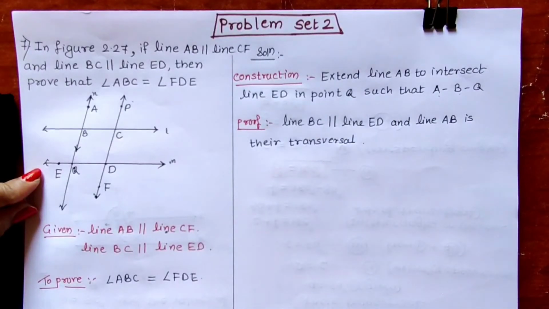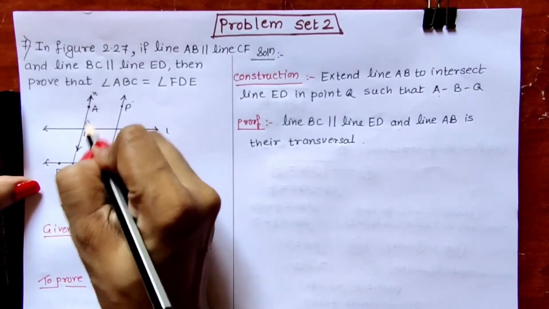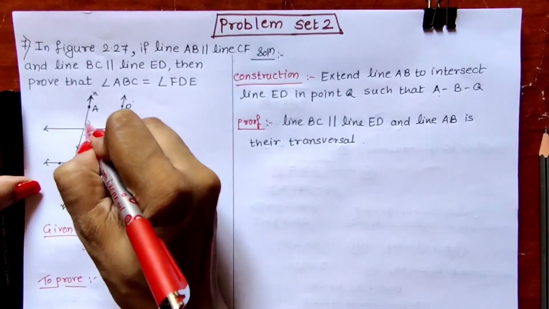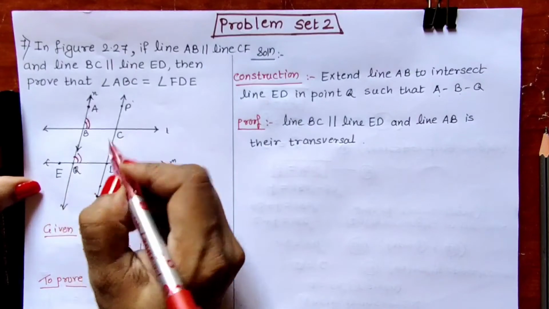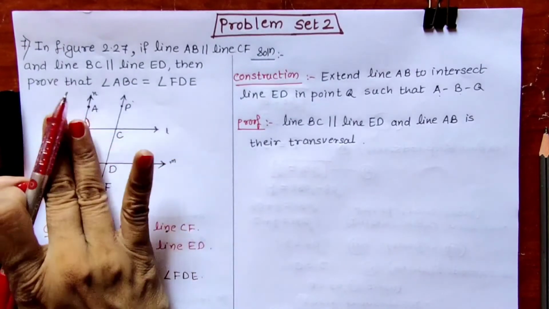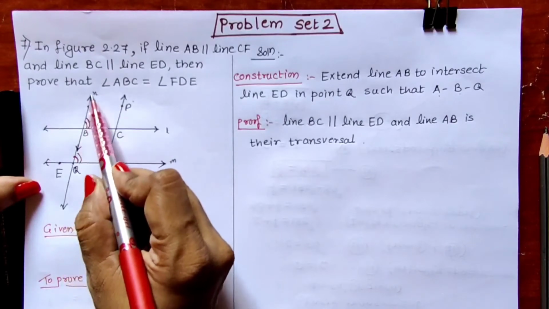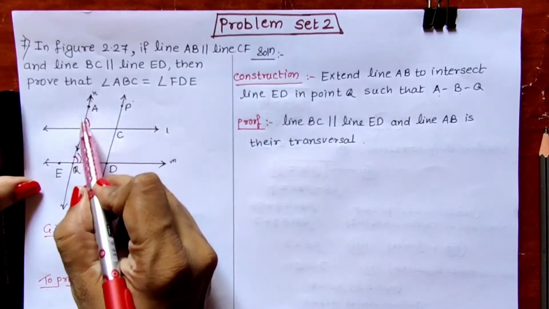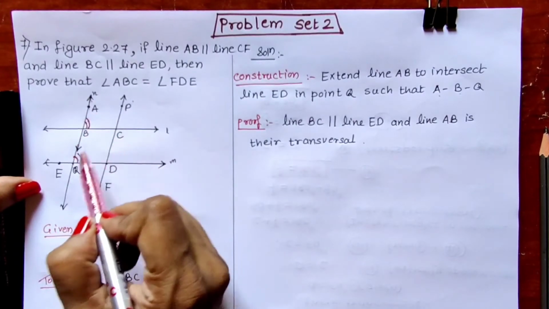So let us observe these two angles. Angle ABC and angle BQD, I will show by using my red color pen. This angle ABC and angle BQD, what type of angles are these? These two angles are on the same side of the transversal. Both the angles have one arm in the upward direction, other arm on the right hand side. ABC, this angle ABC, one arm in the upward direction, other arm in the right hand side.